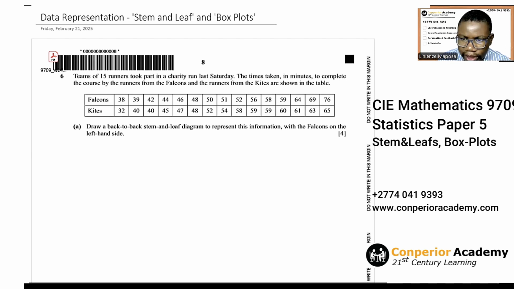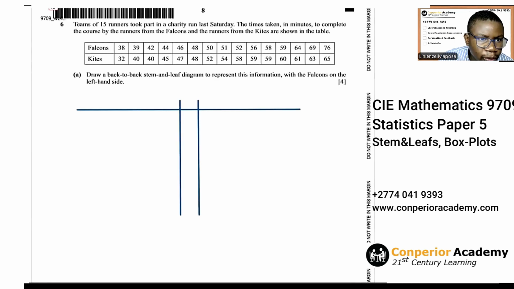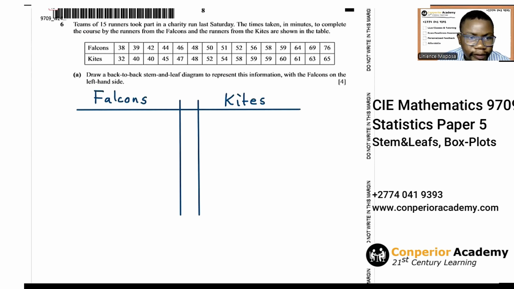You must follow instructions. So then we'll draw our stem and leaf diagram here, and I will have my Falcons on the left-hand side, and then I'll have the Kites on the right-hand side. Looking at the data, you see that the data starts from 30 going up to 70. So that means my stem should have 3, 4, 5, 6, and 7. I'm going to enter the data for Kites first. The data is already sorted. It's in ascending order, so we're good.